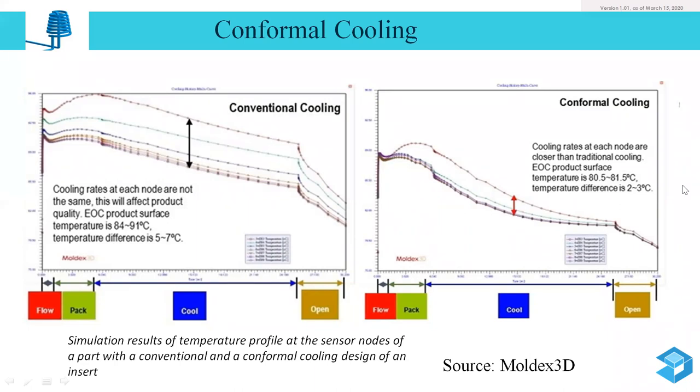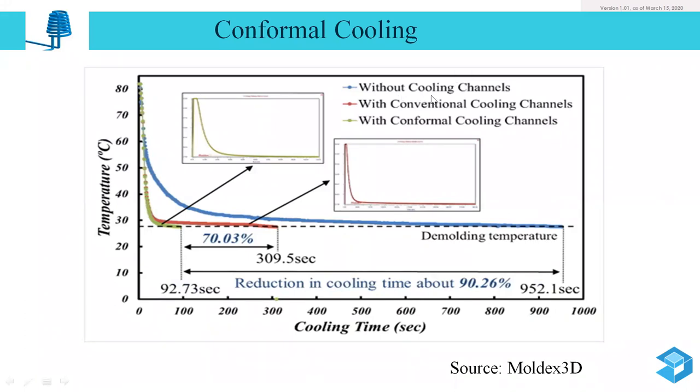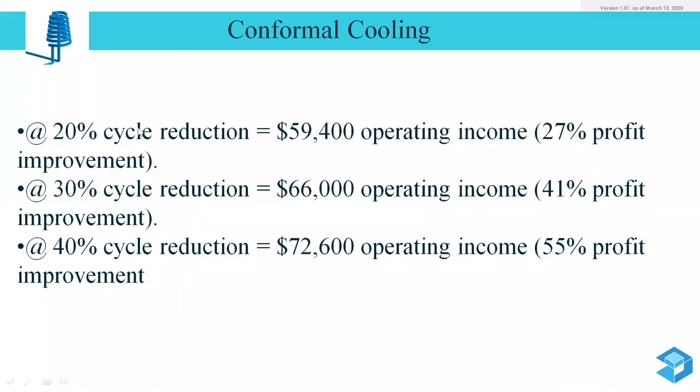This is a simulation result that was taken from Moldex. And as you can see over here, without cooling channels, with conventional cooling channels, and with conformal cooling channels, how the cooling time is reduced. So you can have more parts and fewer rejects. And why should you use conformal cooling? You can see that around 20% cycle reduction gives you around 27% profit improvement. You can have around 20 to 40% cycle reduction. With 30% cycle reduction, you're having around 41%, and at 40%, you're having 55% profit improvement. So that's a huge number. So you can understand the best thing about this technology.